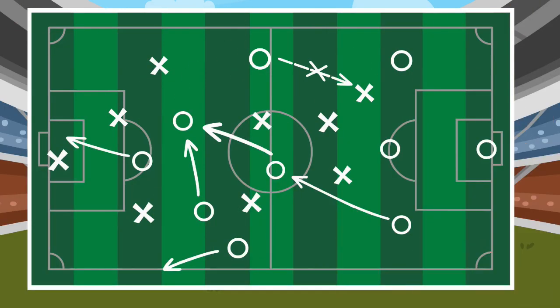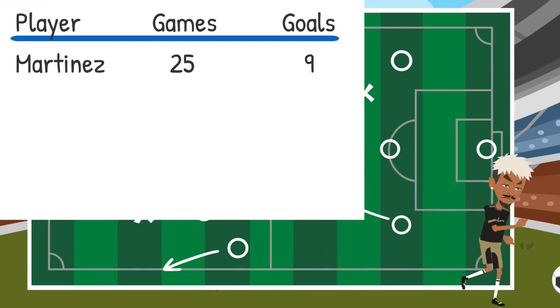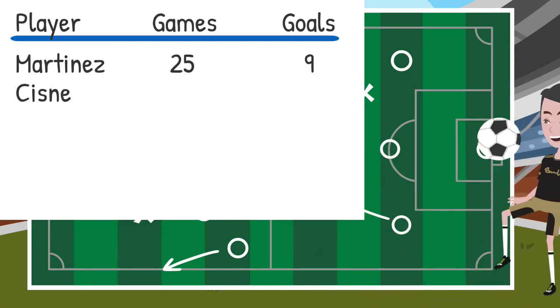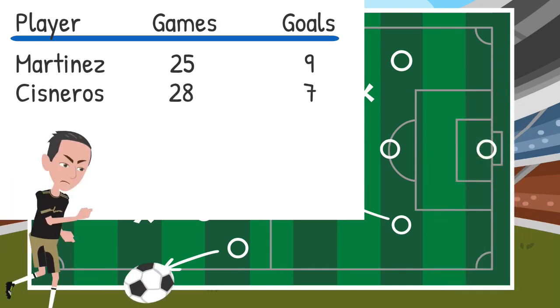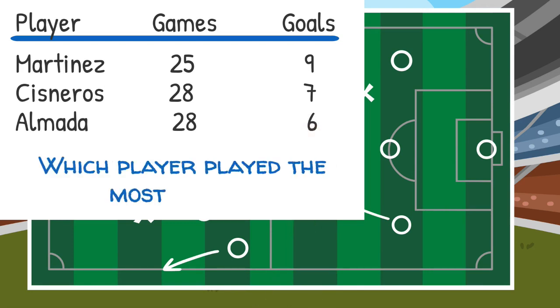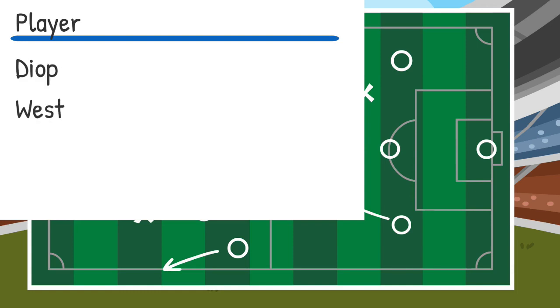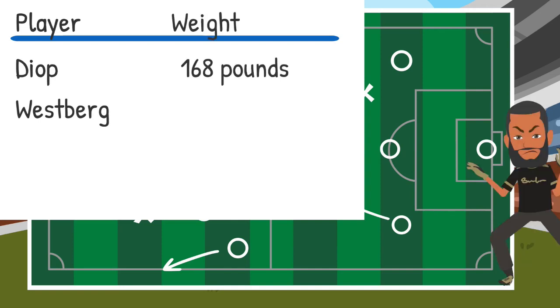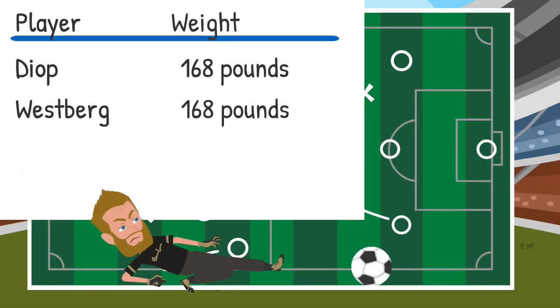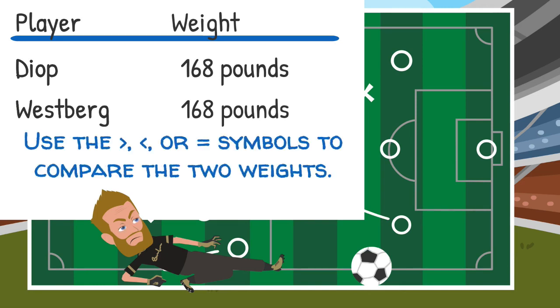The Atlanta United Football Club's 2022 roster included Martinez, who played 25 games and scored 9 goals, Cisneros, who played 28 games and scored 7 goals, and Almada, who played 28 games and scored 6 goals. Which player played the most games? Of these 3 players, who scored the most goals? Diop and Westberg were goalkeepers during the 2022 season for the Atlanta United Football Club. Diop weighs 168 pounds and Westberg weighs 168 pounds. Use the greater than, less than, or equal to symbols to compare the 2 players' weights.